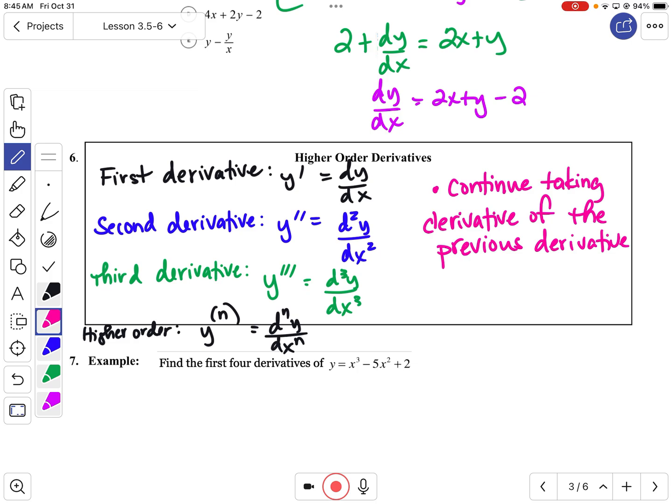The only problem that happens is sometimes the algebra gets really gross, depending on what the function looks like, okay? So what I want us to do is practice a few higher order derivatives. I want to show you a couple of ways that they could ask us questions. How does it look when it's implicit? And then that's it. We'll wrap up our Halloween.